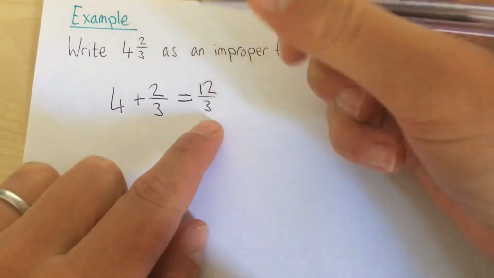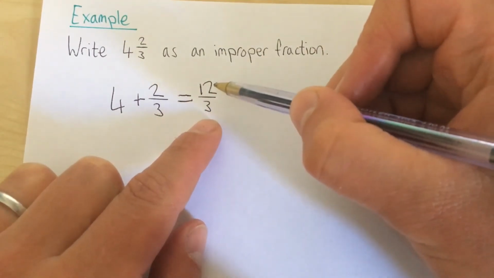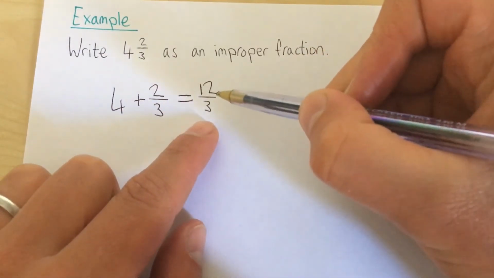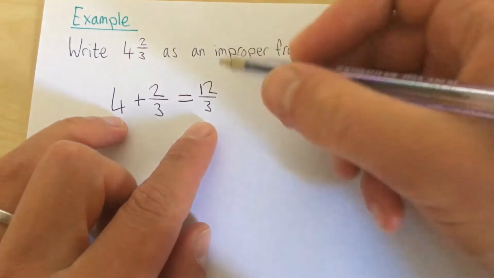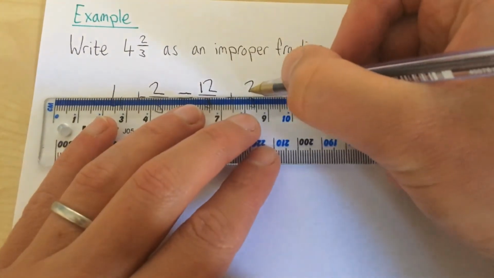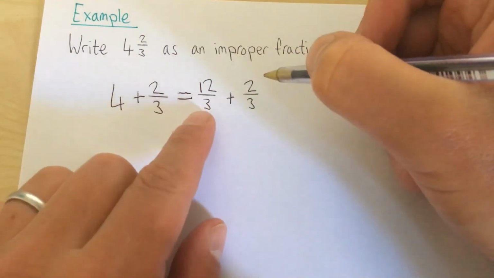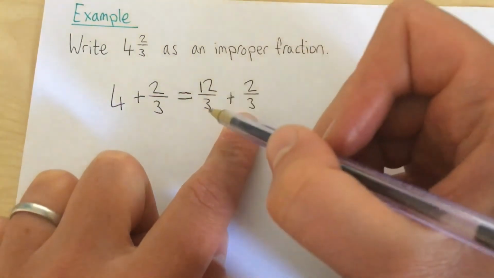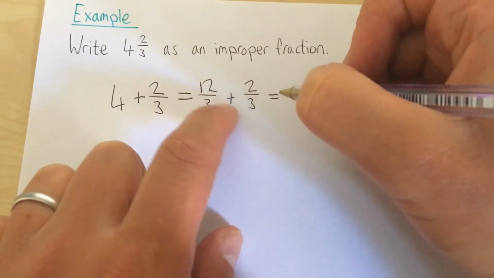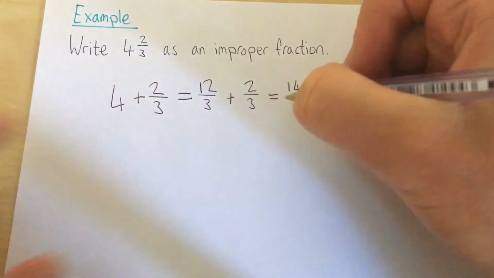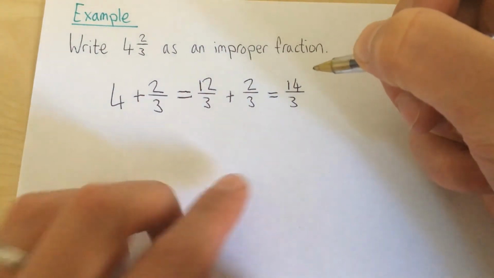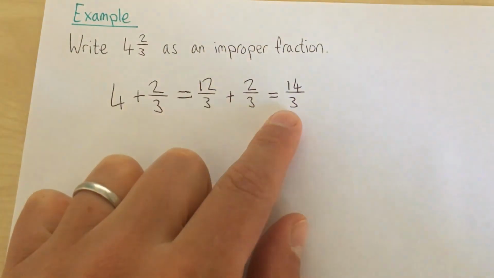And we can check that here because this also represents a division. 12 divided by 3 is 4. So 12 thirds represents 4. And then we're going to add the 2 thirds to that. 12 thirds add 2 thirds. Notice the denominators are the same. So we just find the sum of the numerators. 12 plus 2 is 14. And what are we doing? We got thirds. So it's 14 thirds. And this agrees with the diagram.